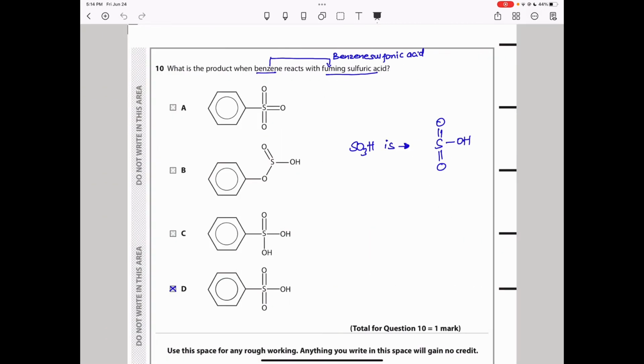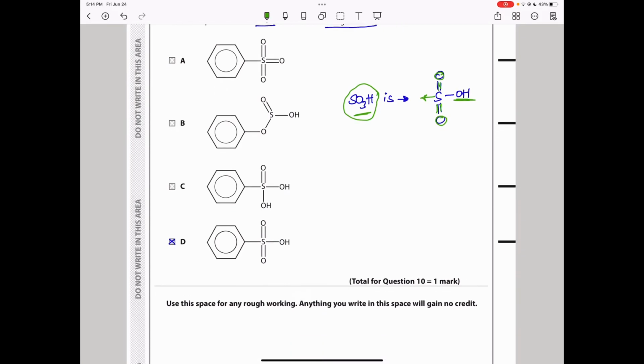Question 10 says, what is the product when benzene reacts with fuming sulfuric acid? When benzene reacts with fuming sulfuric acid, this reaction is a sulfonation reaction, and the product is going to be benzene sulfonic acid. So in this case, you need to know that this is what is going to be attached to benzene, and this is attached in this form. So basically, the OH is on the other side, the 2 sulfur-oxygen double bonds are going to be on one side, and then this here is what is going to attach onto the benzene structure.